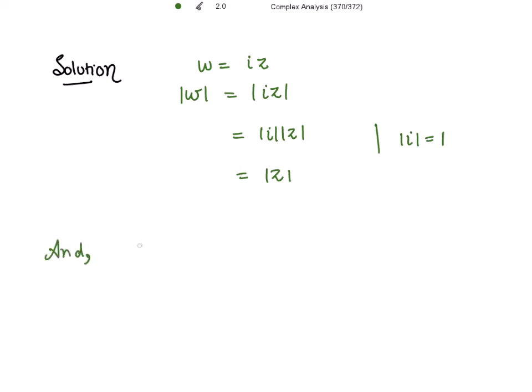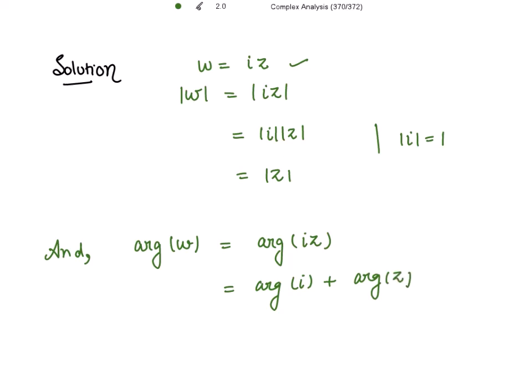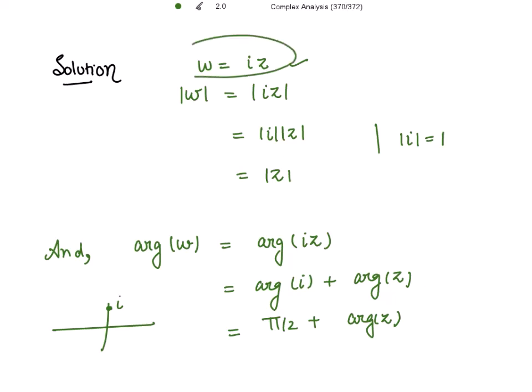And also we need to find the argument of W. That will be equal to the argument of iota z. W is iota z, right? So by using the property, it is argument of iota plus argument of z. And what is argument of iota? It is pi by 2 plus argument of z. So what we have found is that the transformation W equal to iota z is a rotation of the z plane about the origin through the angle pi by 2.